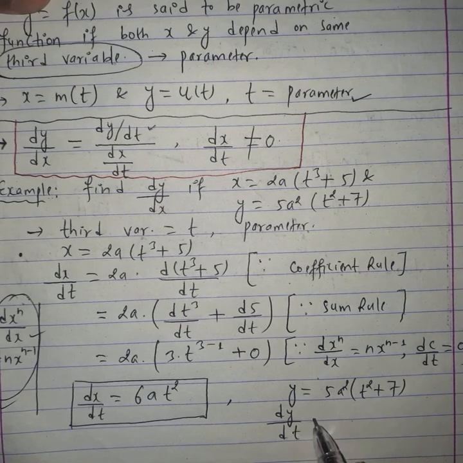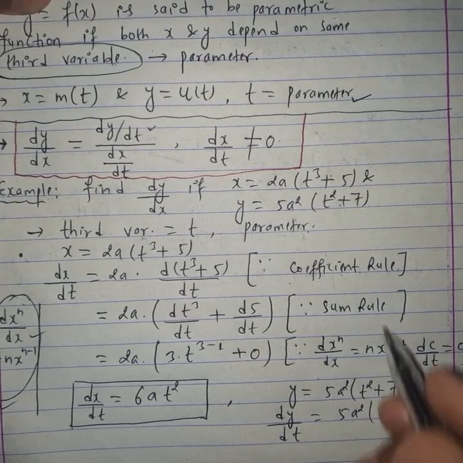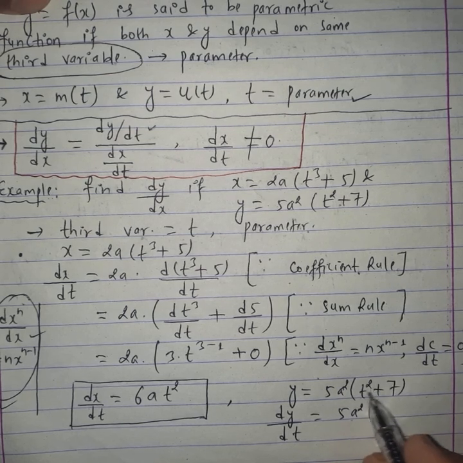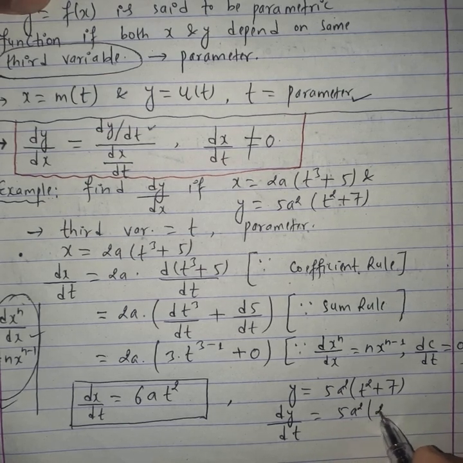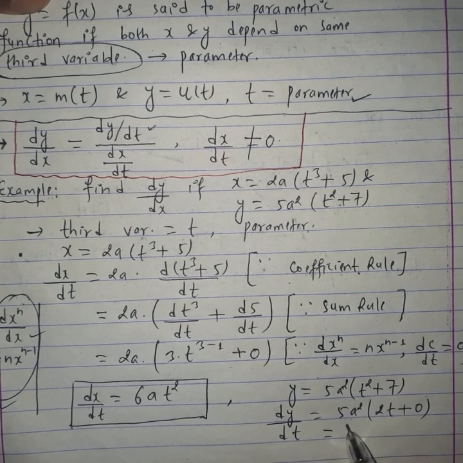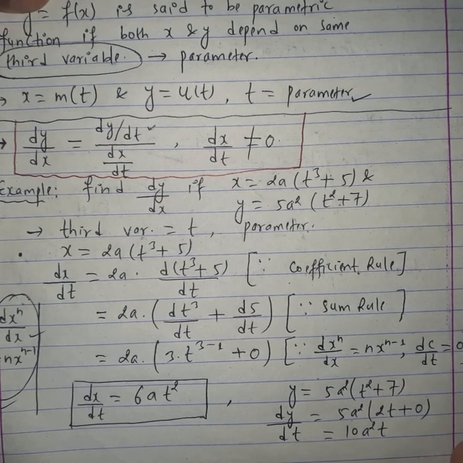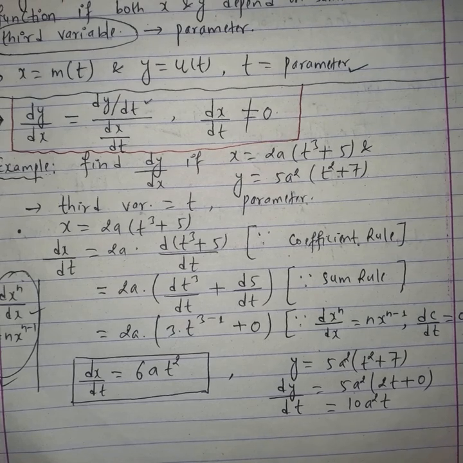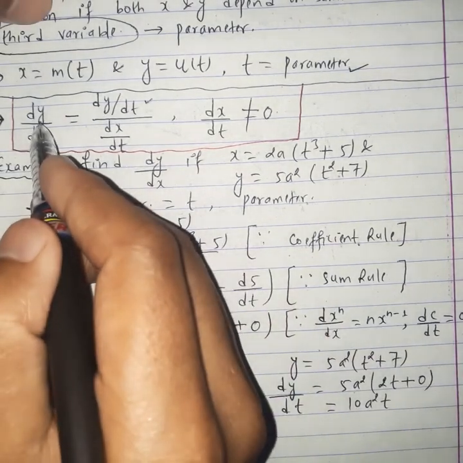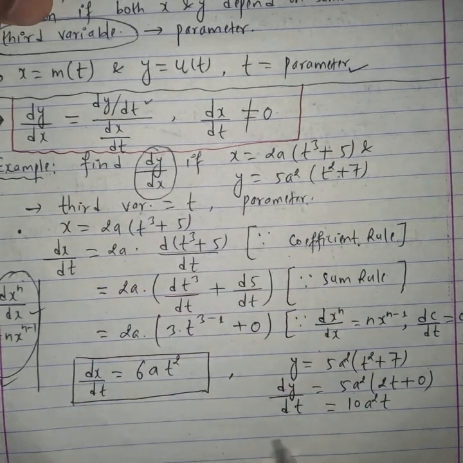Here the third variable is t. So calculating its derivative with respect to the third variable, 5a square is a constant, so we can take the constant as a coefficient by the coefficient rule. So the derivative of t square is just 2t plus the derivative of this 7 is 0. This is 5 times 2 gives 10 a square times t. Therefore we finally obtain the value of dy over dt is 10 a square t. But our target is to calculate dy over dx, the derivative of y with respect to x.